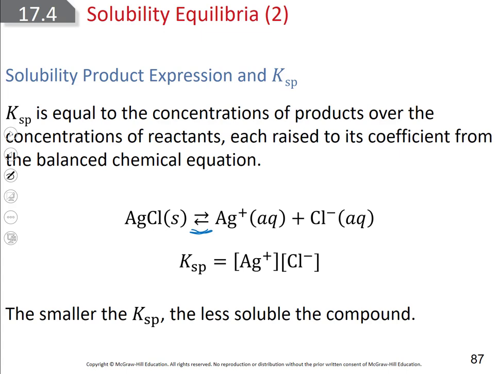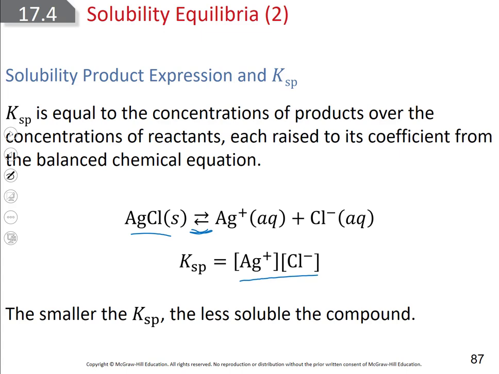Now, because this is 1-to-1, our equilibrium expression K is equal to the products over the reactants. Why do I not have anything in the denominator here? Why is there nothing down there? Good, because our reactant is a solid. Solids don't exist in equilibrium expressions. So we're just going to have the product of the products there, the silver ion and the chloride ion, which are 1-to-1, so these have powers of 1.